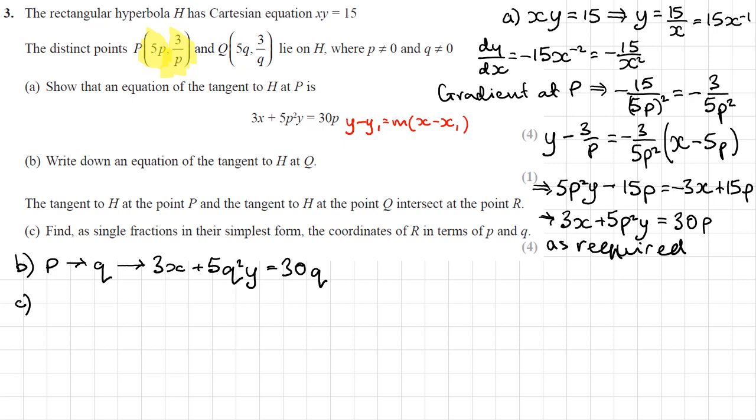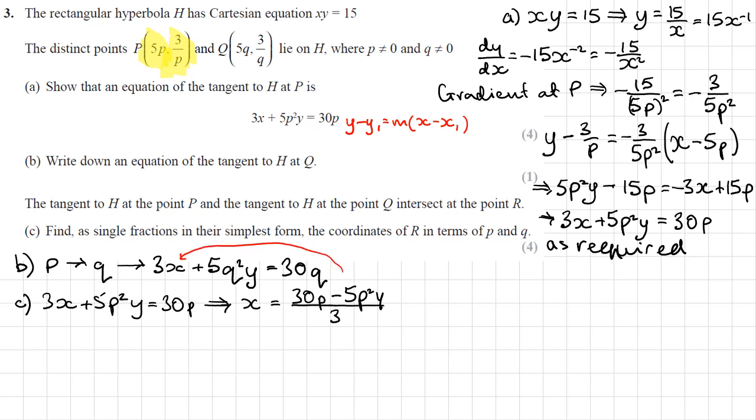so that I can substitute it into the other equation for the tangent. So rearranging 3x plus 5p squared y is equal to 30p, to make x the subject, I will get x is equal to 30p minus 5p squared y all over 3. And I'm going to substitute this into the second equation here. So then that will become 3 of (30p minus 5p squared y) over 3, plus 5q squared y is equal to 30q.